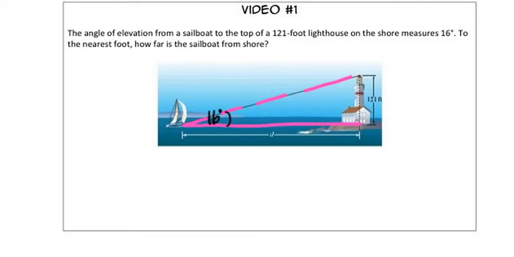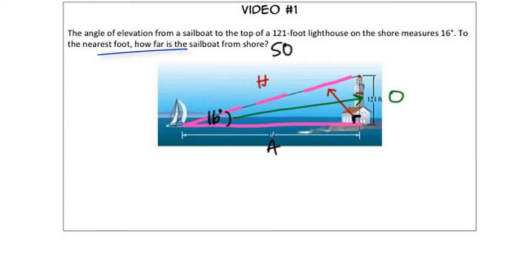Now you'll notice from the diagram that the shore and the lighthouse also form a 90-degree angle. From here we can use our knowledge of trig ratios to label the sides as opposite, adjacent, or hypotenuse. The side that's across from the 90-degree angle is always the hypotenuse. The side that's across from the indicated angle is your opposite side, leaving the third side to be the adjacent.